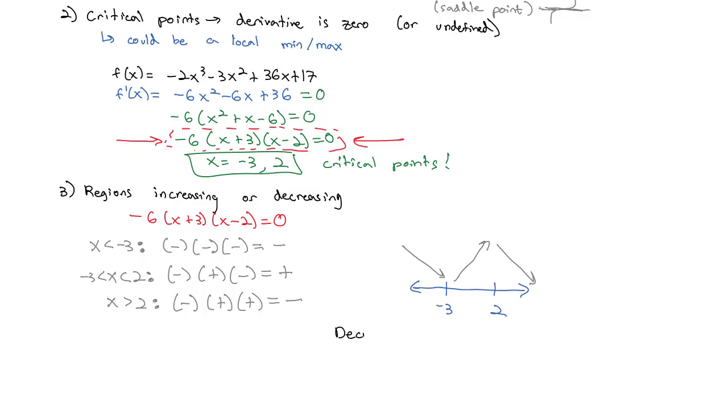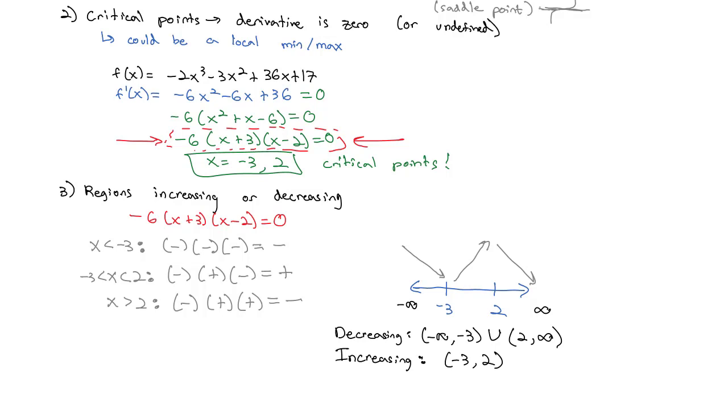The graph is decreasing. Thinking about, we've got negative infinity on the left and positive infinity on the right, decreasing from negative infinity to negative 3. Then there's a gap. We'll represent that with a union. And then it's decreasing again from 2 to infinity. Where's the graph increasing? Well, that's in the middle. That's from negative 3 to 2.